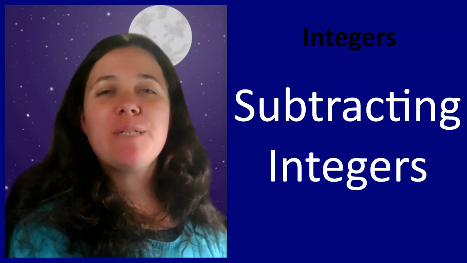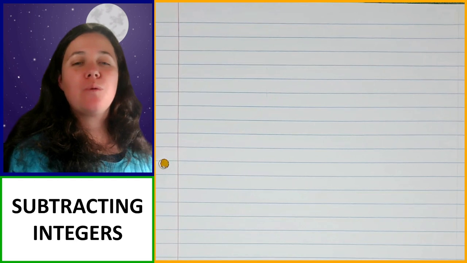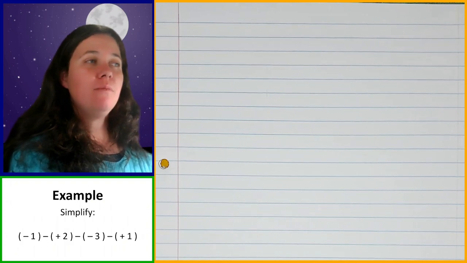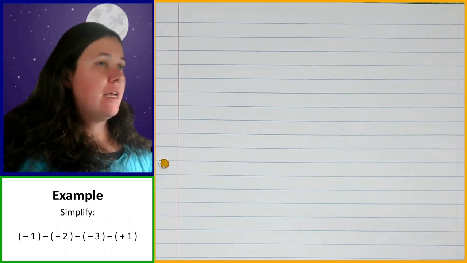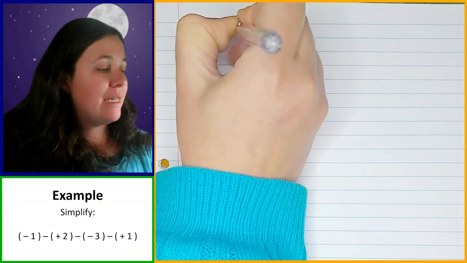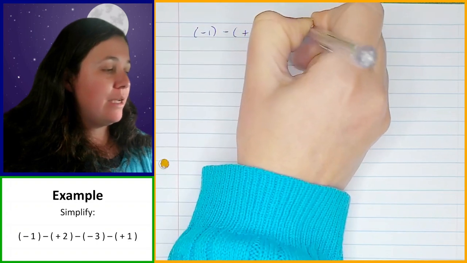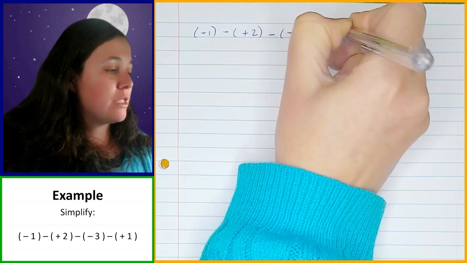Hi, today we're going to be learning about subtracting integers. So we're going to start off by looking at an example of what we mean by subtracting integers. Okay, so in our first example, we have negative 1 minus positive 2 minus negative 3 minus positive 1.